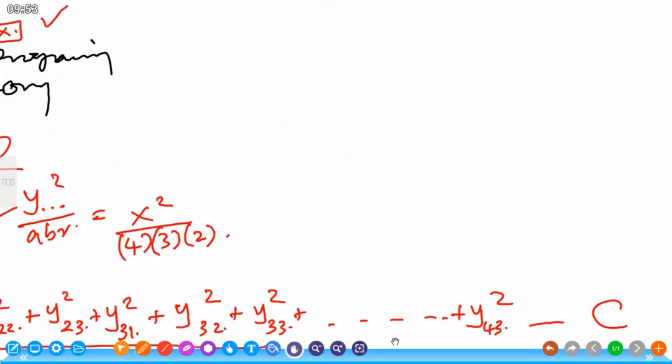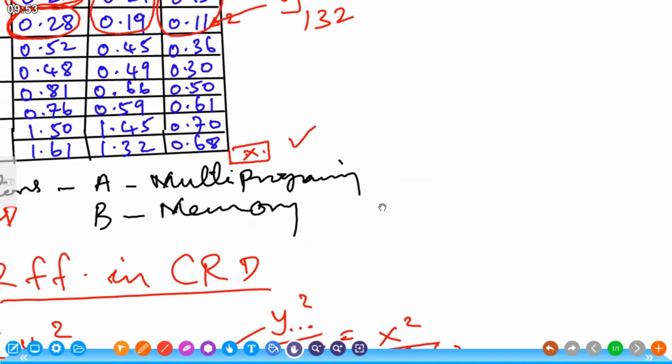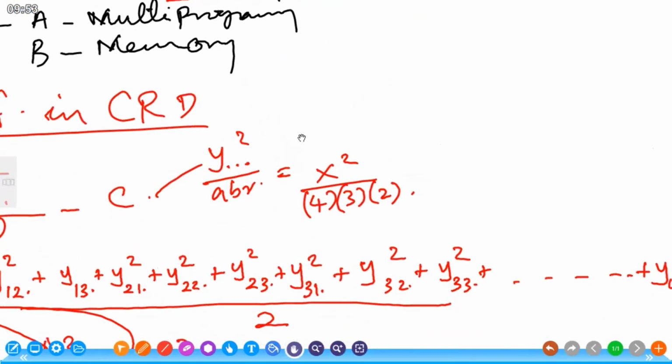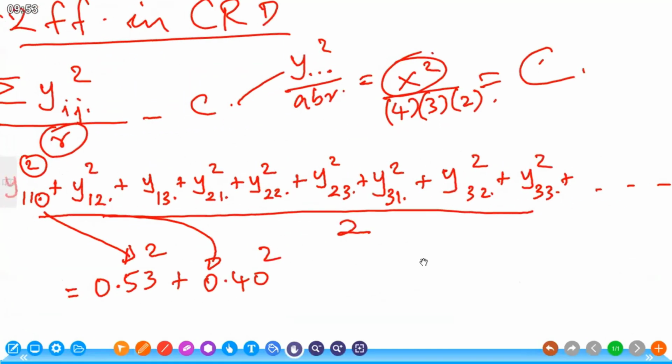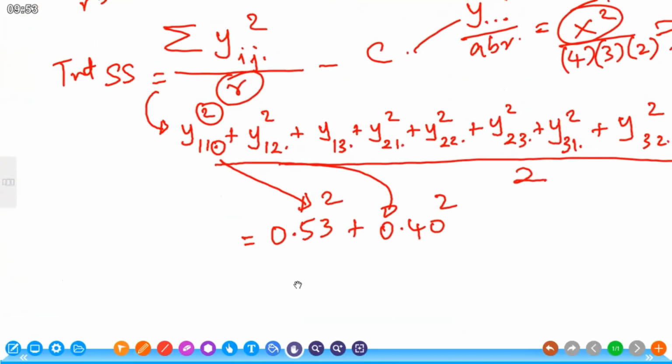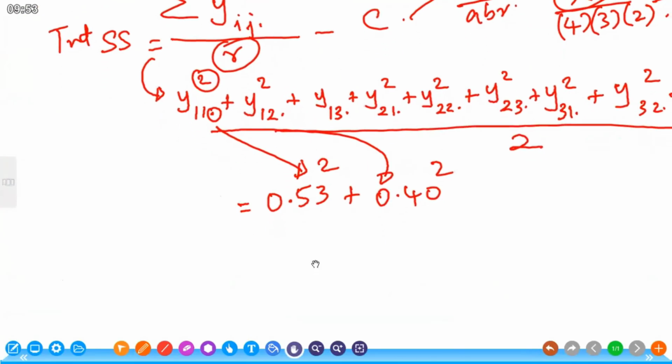Correction factor is simply you add all the total values, square it, and divide by the total number of observations. I have shown you. So you can keep this aside as the correction factor. Always you can take this as a correction factor. Anybody has a problem calculating this? You have to calculate individually. This is called the treatment sums of square.